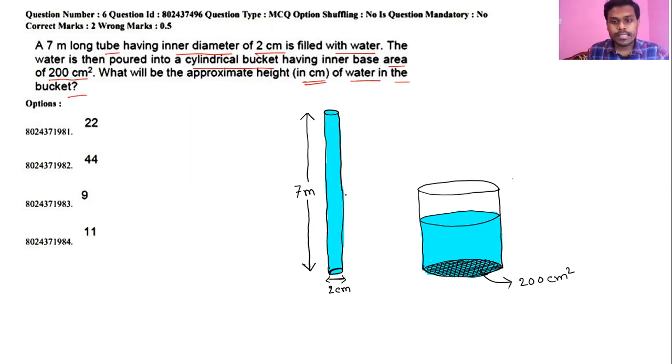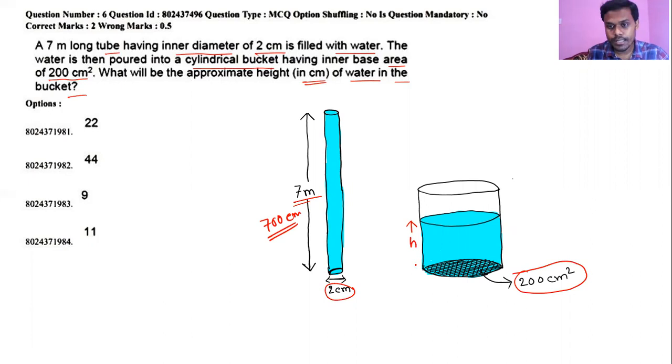This is our long tube whose diameter is 2 centimeter, and the height of the tube is 7 meter, that means 700 centimeter. The water of this tube has been poured into this bucket. This is our bucket whose base area is 200 centimeter square. Now we have to find out the height of water in this bucket.